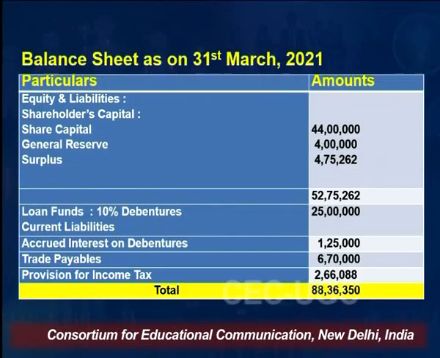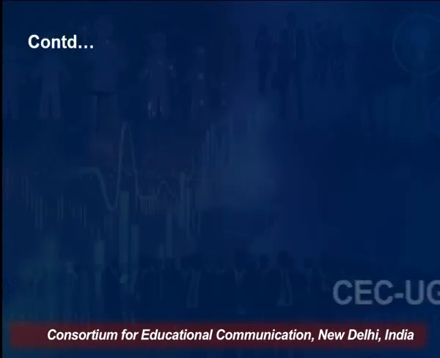If you look at the balance sheet of the same company, they show equity and liabilities, and then long-term liabilities. Under equity, they have a very simplified classification: share capital, general reserve, and surplus. The surplus is the same one reported in the profit and loss account. Then we have loan funds, 10% debentures, and current liabilities. Under that, you have accrued interest on debentures, trade payables, provision for income tax, and then the total. Obviously it tallies because it is a balance sheet.